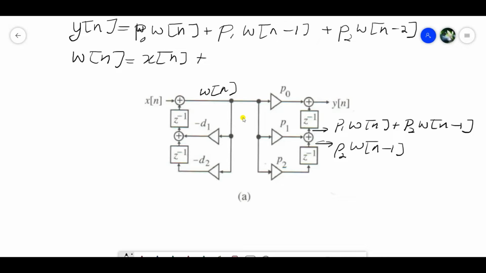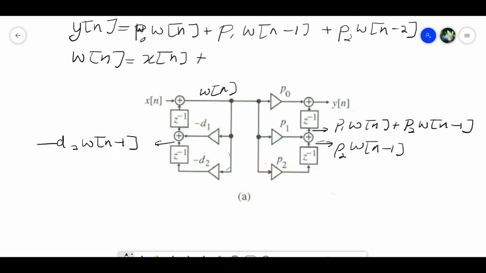So let's look here. We start from the bottom here. So wn goes into a node, another node, and it copies itself here. So all this is wn. So it goes here times negative d2. All right, so at this point, let us be consistent. So at this point, this is negative d2 wn minus 1, because of the delay of 1 unit.